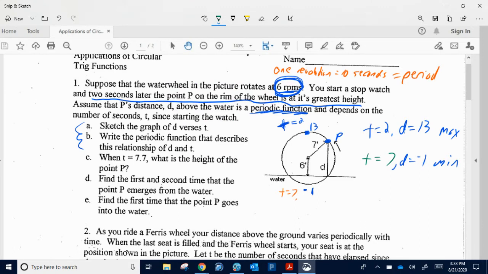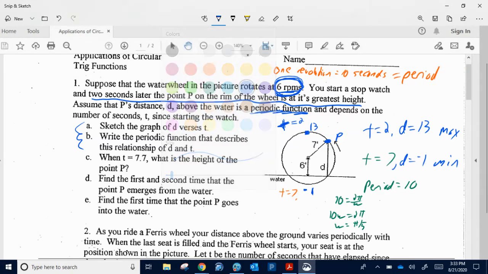So t equals 2 means we have a maximum value of 13. T equals 7 means we have a minimum value of -1. The period is 10 seconds. We can use that period equal to 10 to figure out the W value. 10 equals 2 pi over W. 10W equals 2 pi. Divide, and W is going to give us pi over 5. So now I know my W value.